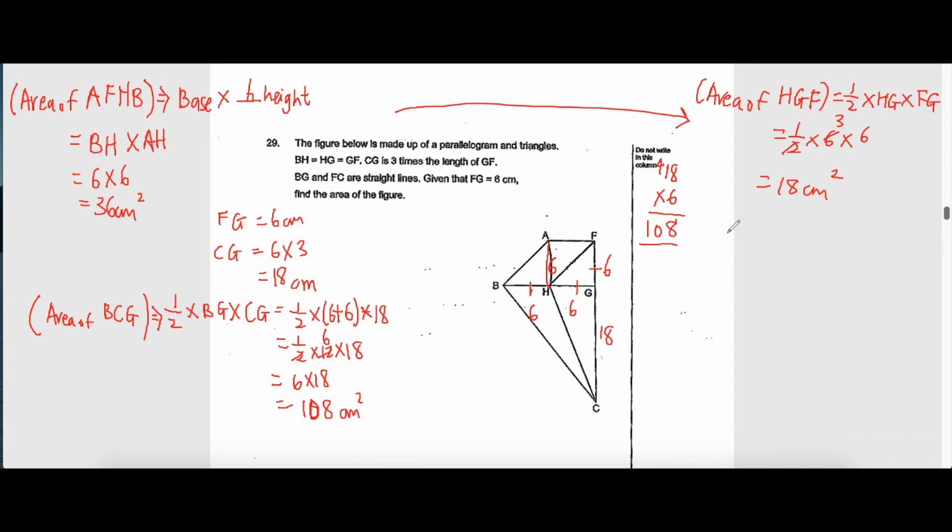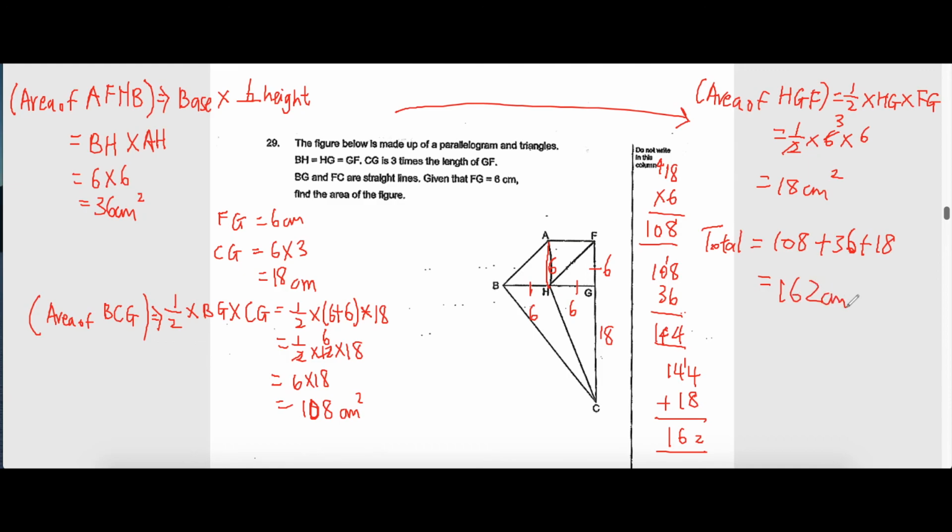So find the area of the figure. You gotta add it all up. So the total will be 108 plus 36 plus 18. Alright? I'm gonna try and beautify my 6, okay? Okay. So 108 plus 36. 4, 1, 4, 1, 144. So 144 plus 18. 2, 1, 4, 5, 6, 162. And that's the answer. Alright?